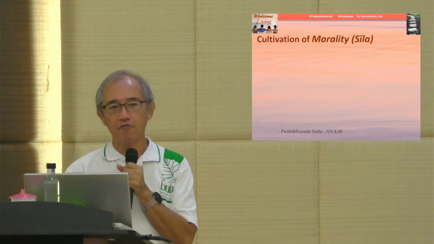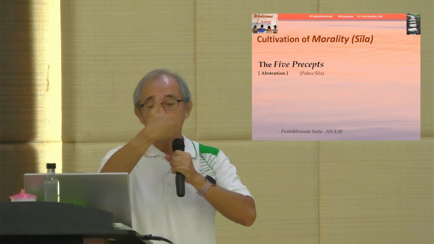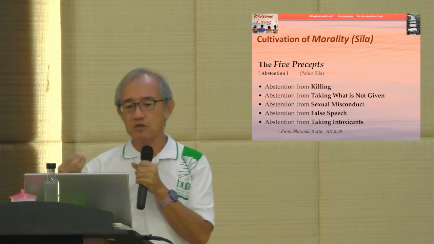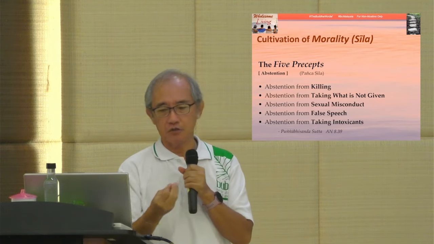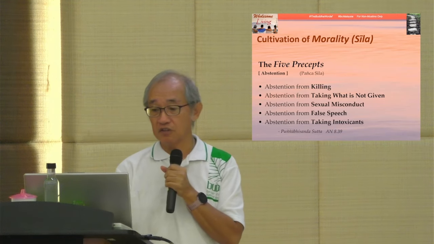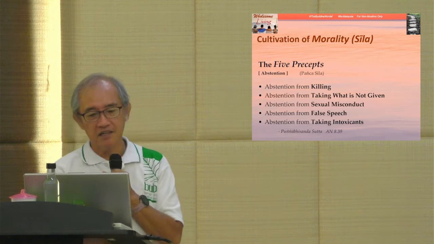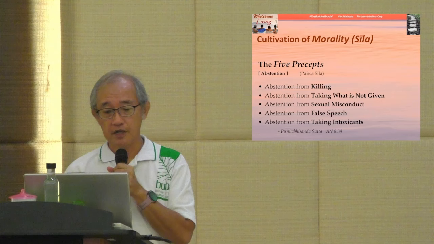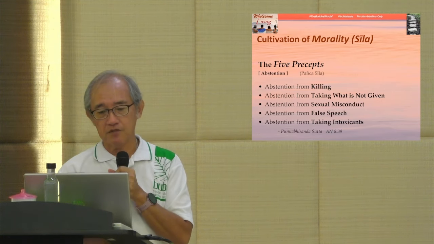Now, cultivation of morality or sila. Just now in the puja, we went through the affirmation that we will practice the 5 precepts. What are the 5 precepts about? It's about abstention. Don't do this, don't do that. So, abstention from killing, abstention from taking what is not given. Frequently we call that stealing, but there's a subtle difference between stealing and this. Abstention from sexual misconduct, abstention from false speech, abstention from taking intoxicants. Okay, these are the 5 precepts, all abstention.